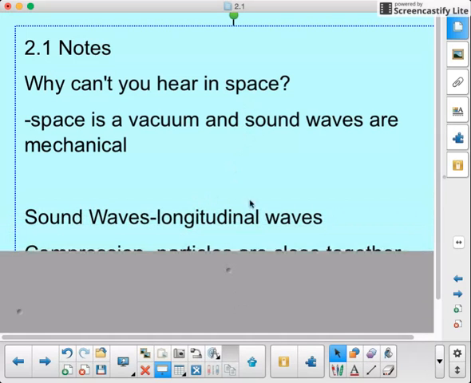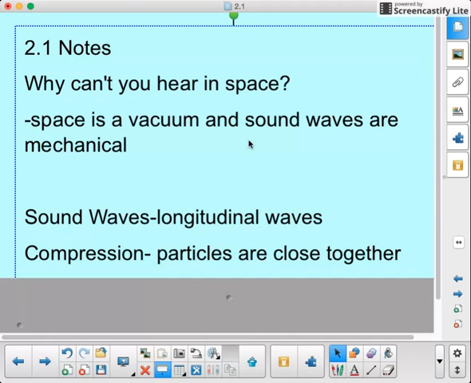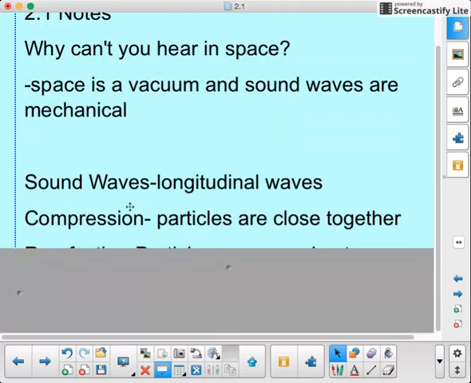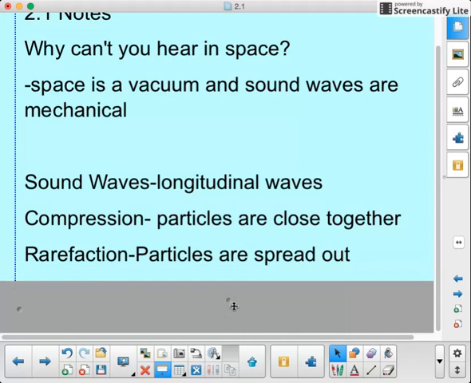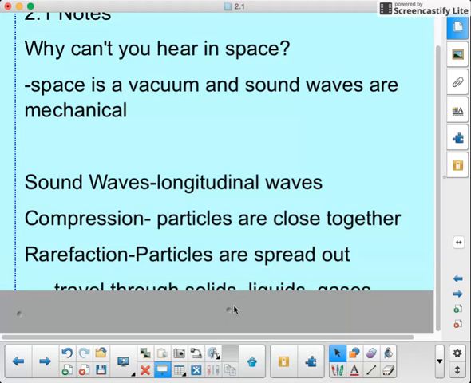Sound waves are longitudinal waves, and you've learned that longitudinal waves have 2 parts. The compression part of a longitudinal wave is where the particles are packed closer together as the sound wave passes, and then the rarefaction is the part of a longitudinal wave where the particles are more spread out after the wave has passed and before the next wave.